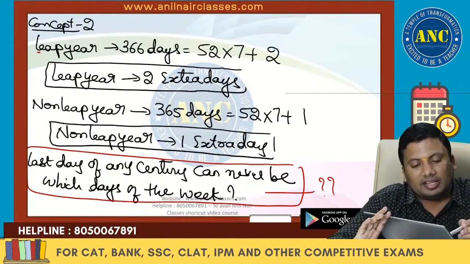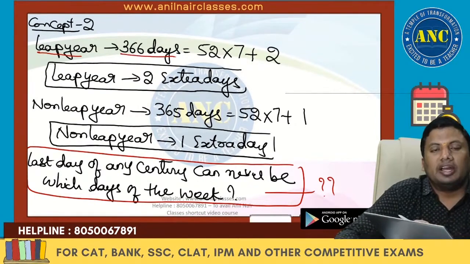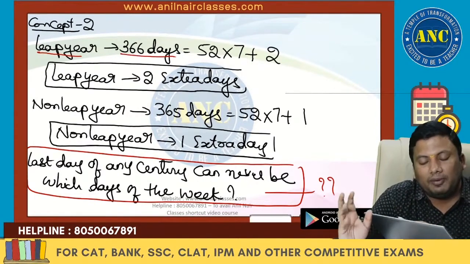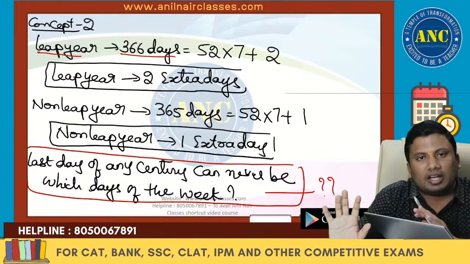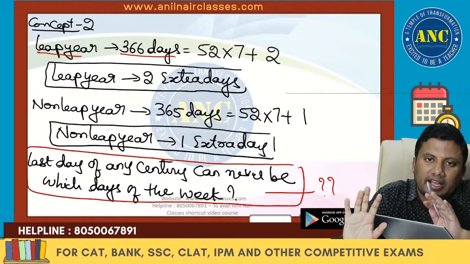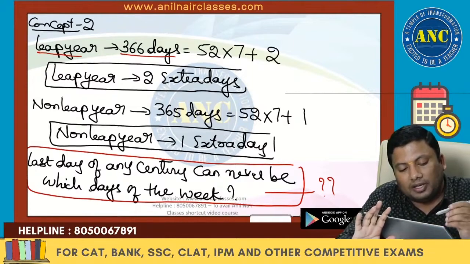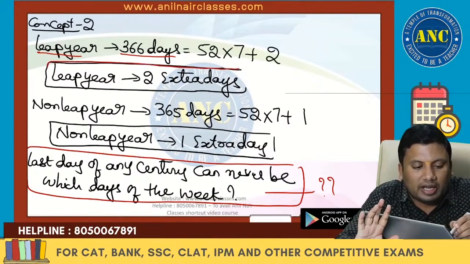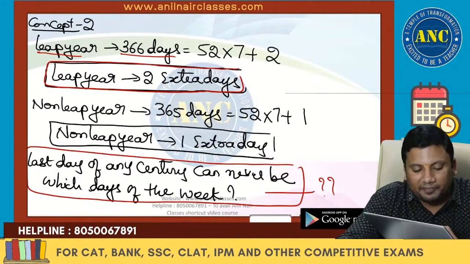A leap year has 2 extra days; we are truncating to the nearest integer. Don't debate with me about 365 and a quarter, earth rotation speed. All that science, we will appreciate it, but what is taught in the Gregorian calendar, we will discuss. It is 52 into 7 plus 2. A leap year has 2 extra days and a non-leap year has 1 extra day.